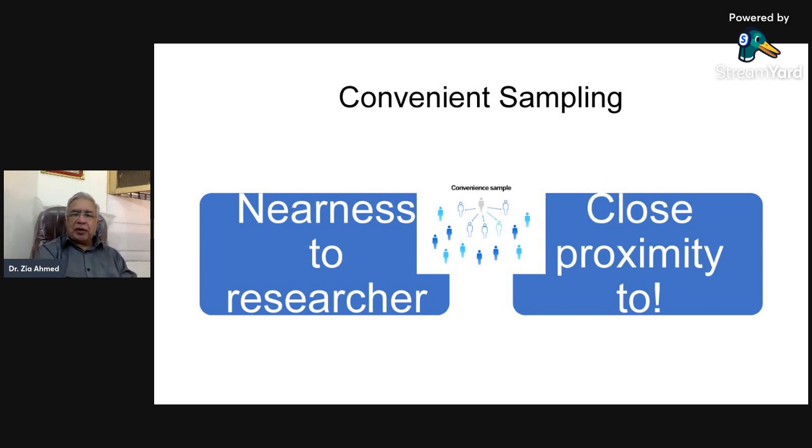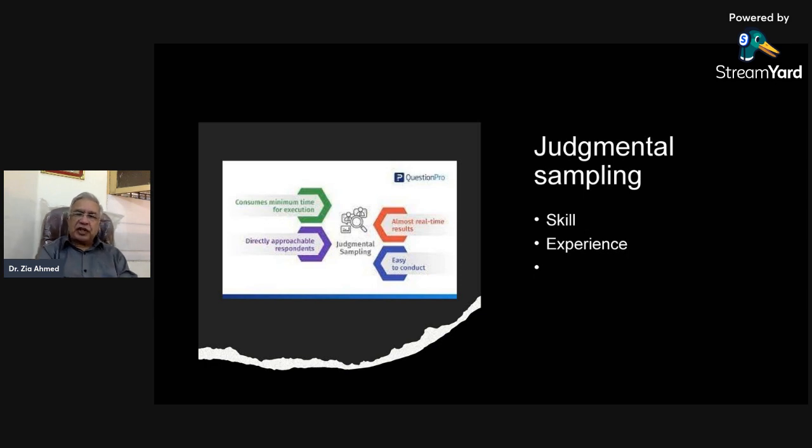It depends more on the researcher. The researcher can see what is near to him, what is close to him, and accordingly he can make a selection of the sample and depend on that. That is the kind of technique which is called convenient sampling. And similarly, there is judgmental sampling. This depends also on the skill and experience of the researcher. If the researcher uses his skill and experience in making a selection, it all depends on him.